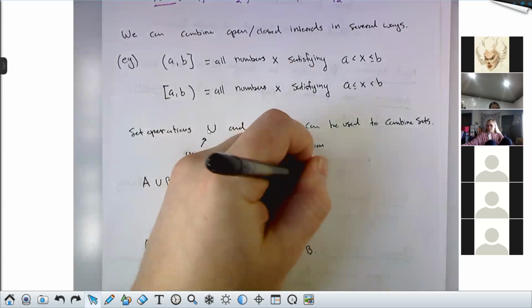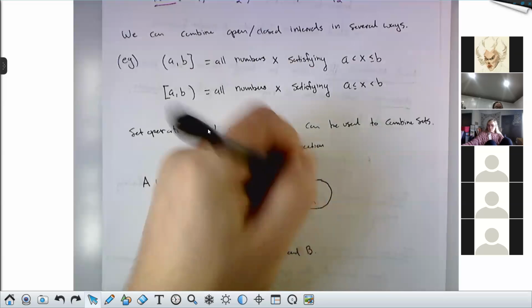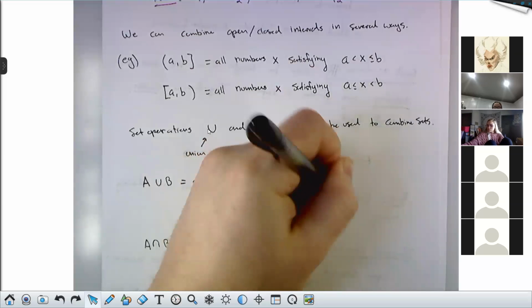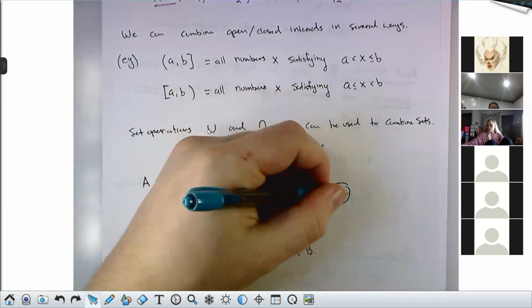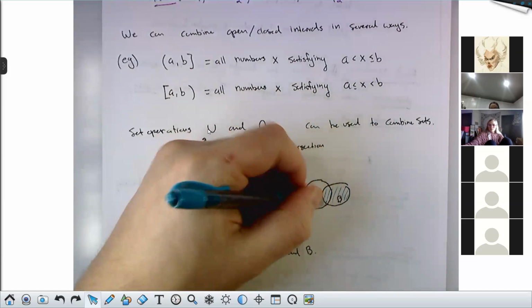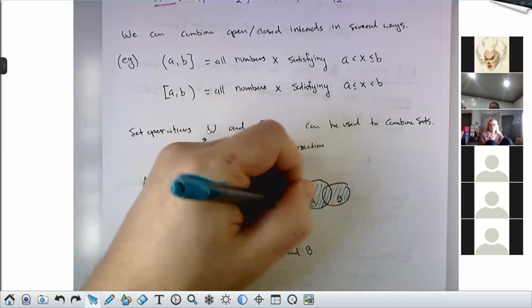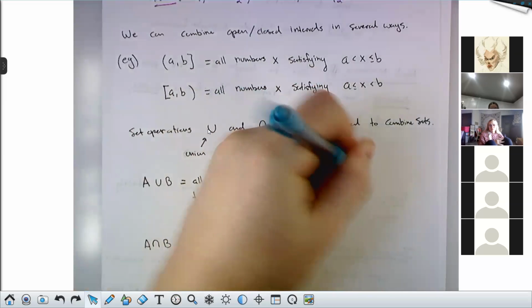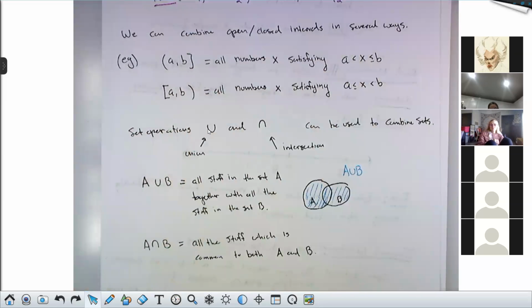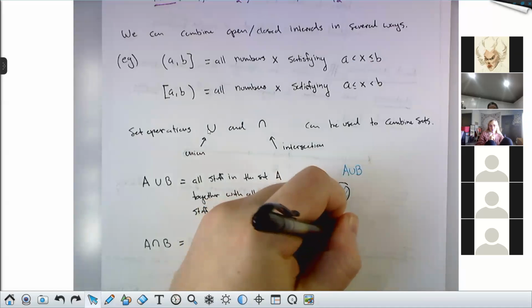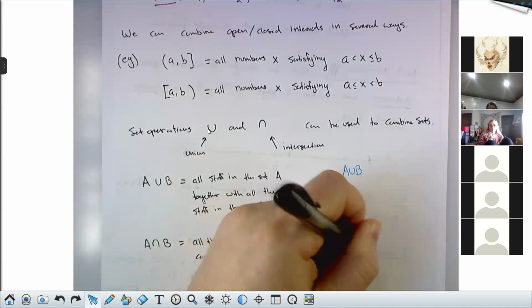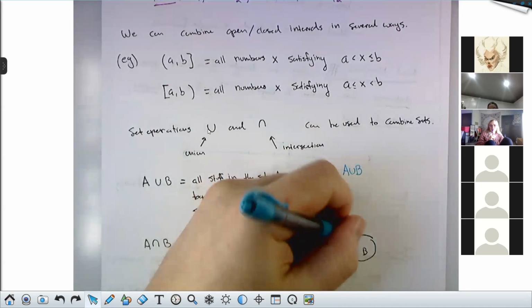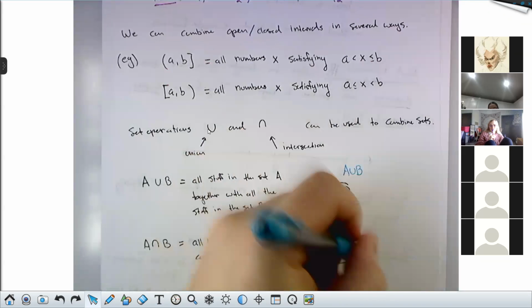The picture for the union in terms of Venn diagrams: here's my set A, and here's my set B. I will shade the union here, bluish greenish color. All that stuff put together is A union B. And in terms of Venn diagrams, the intersection, here's my set A, and here's my set B. The intersection is just the overlap, just what is common to both.